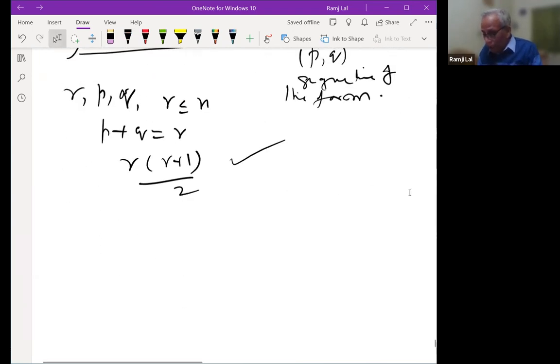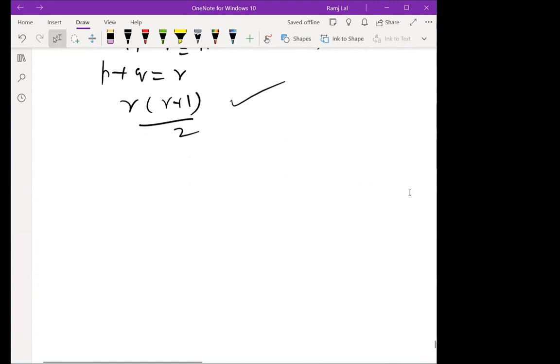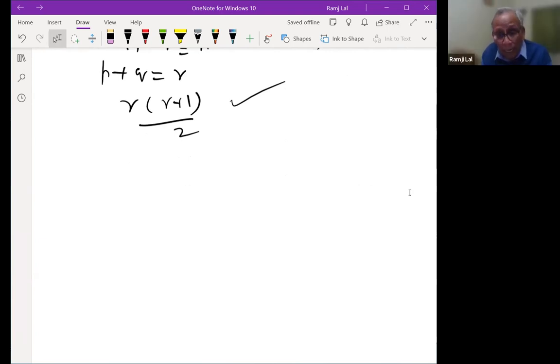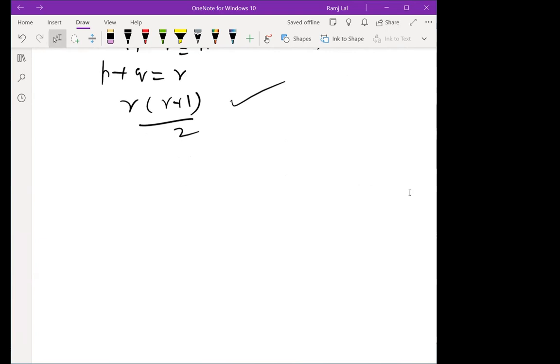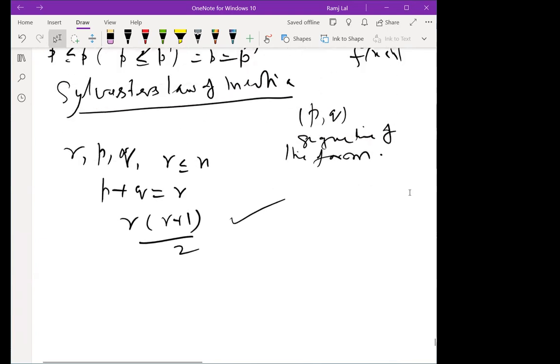Now, sir, I have a question. What is the significance of this tuple P and Q? I mean, why are you calling this tuple the signature of the form? Where will we use this?